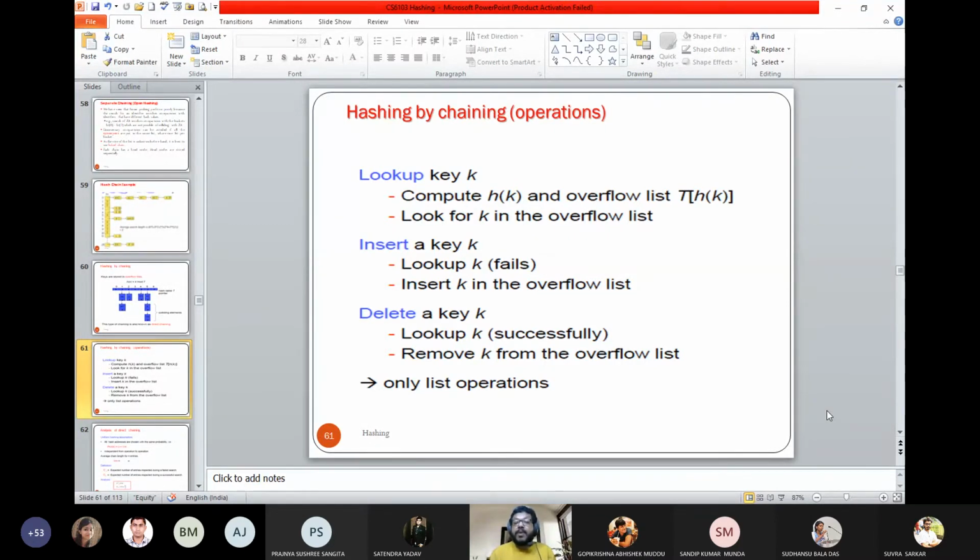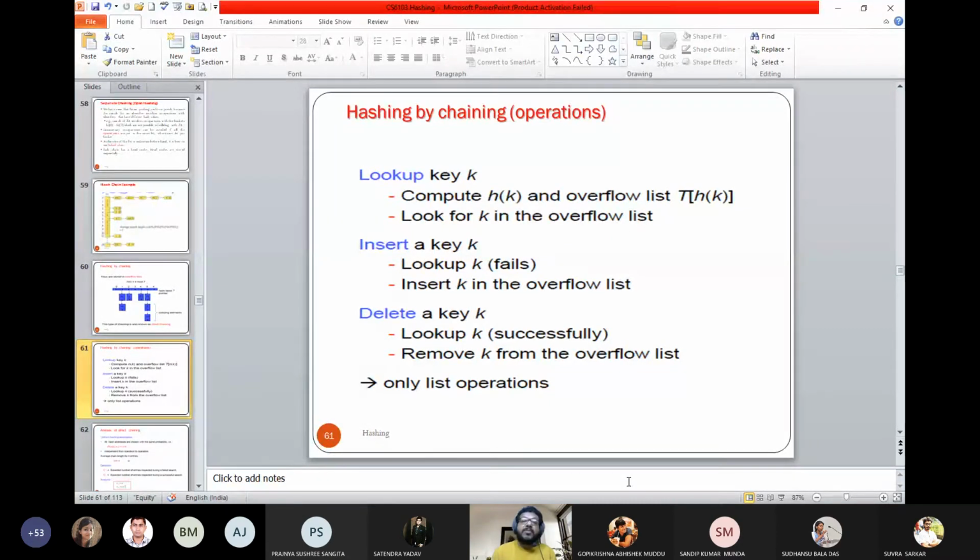So these are the operations. Insert a key: if lookup fails, that is, you first search for the key and it is not available, then you insert k into the overflow list. Delete a key: if lookup of k is successful, that means the key is there, then remove the key from the overflow list. So these are the basic operations.